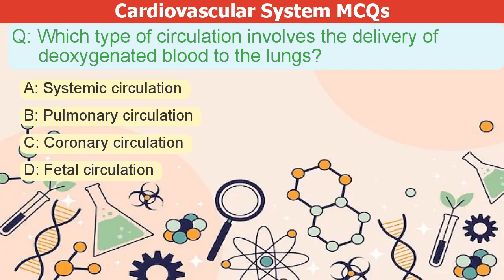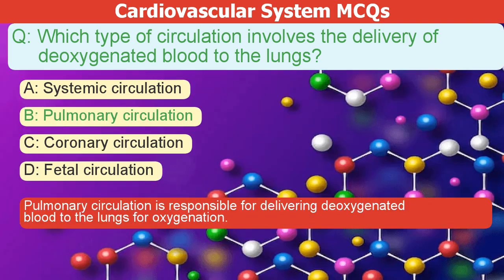Which type of circulation involves the delivery of deoxygenated blood to the lungs? A. Systemic circulation. B. Pulmonary circulation. C. Coronary circulation. D. Fetal circulation. The correct answer is B. Pulmonary circulation is responsible for delivering deoxygenated blood to the lungs for oxygenation.